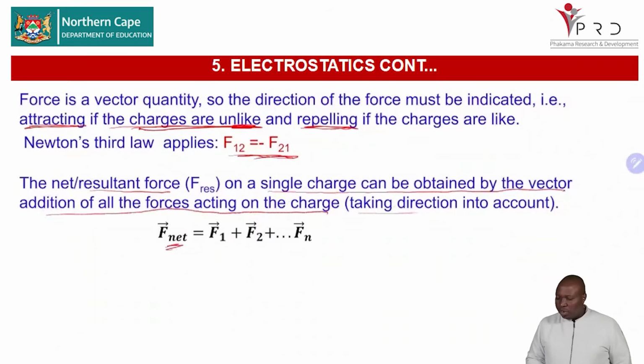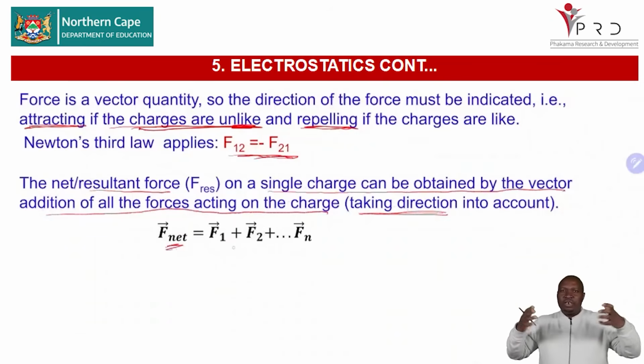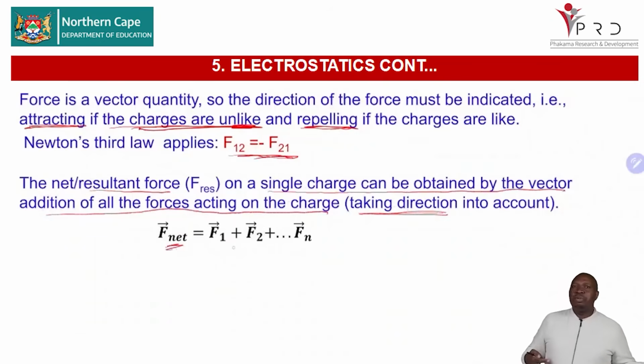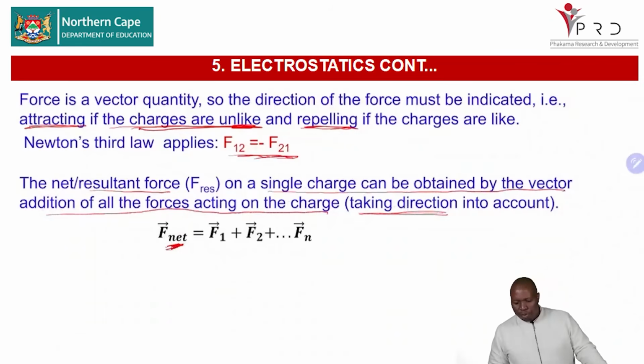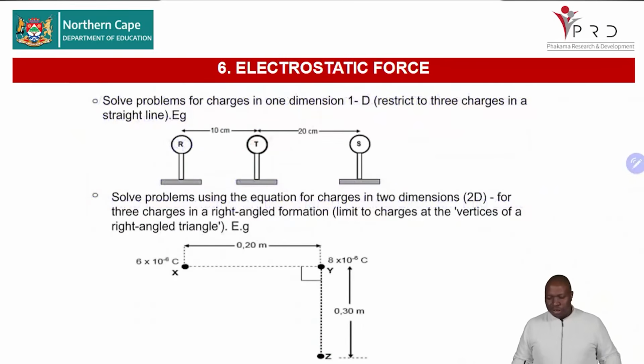And we're saying when you're doing F net, take direction into consideration. What does that mean? It means if F1 and F2 are moving in the same direction, definitely they will all be positive. But if they are moving in opposite direction, the one will be positive, the other one will be negative. Hence, when you are dealing with the issue of F net, the direction is of paramount importance. I hope you will apply that as we're going to deal with questions after this.